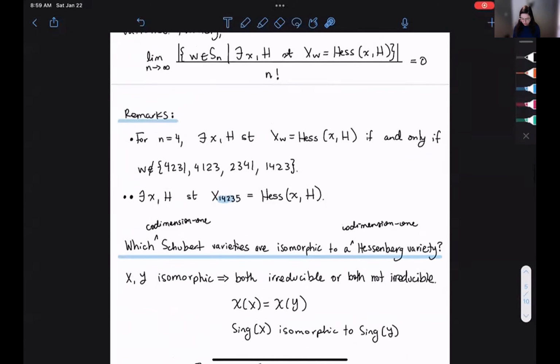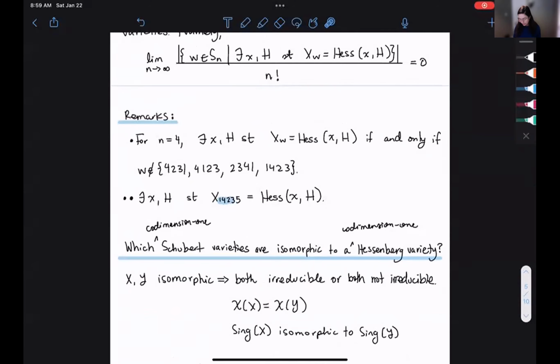Now, another invariant is, okay, if you have two isomorphic varieties, their Euler characteristic and their Poincare polynomial should agree. And this is actually quite useful in the sense that I keep on saying there's not that many tools and things like that, but when it comes to Euler characteristic and Poincare polynomials, both families, Schubert and Hessenberg varieties, have a lot of tools.